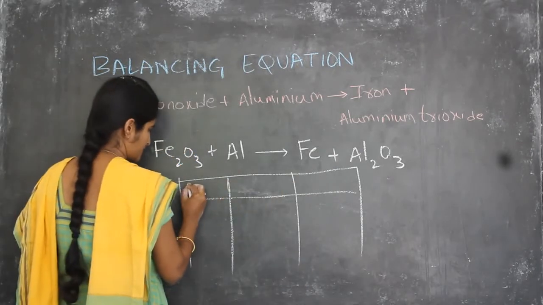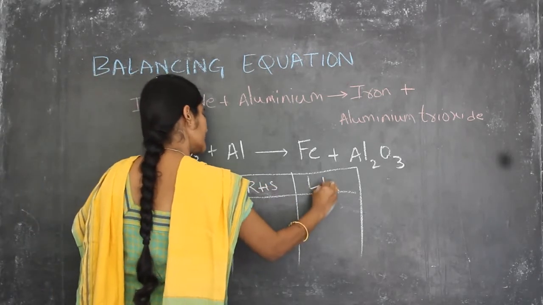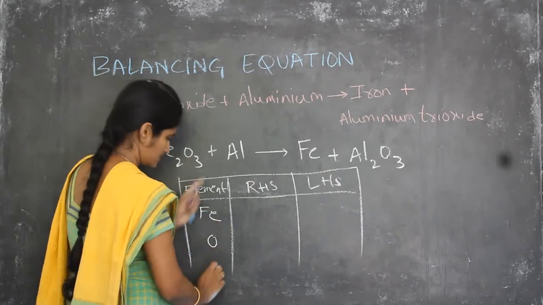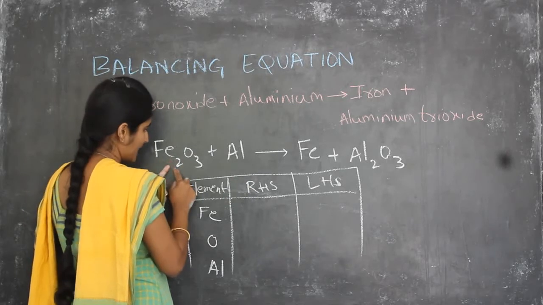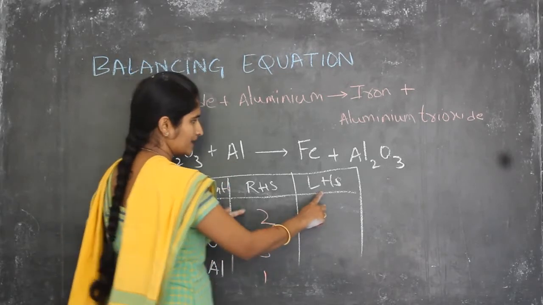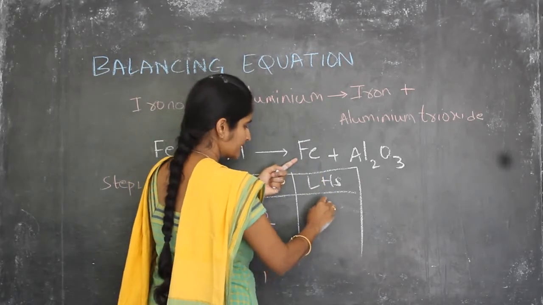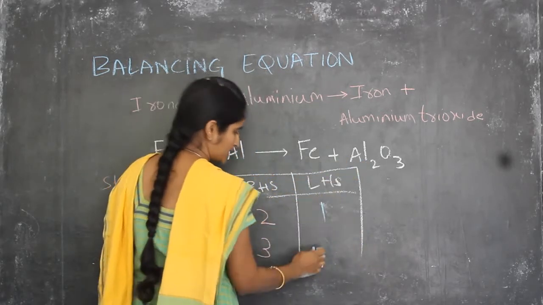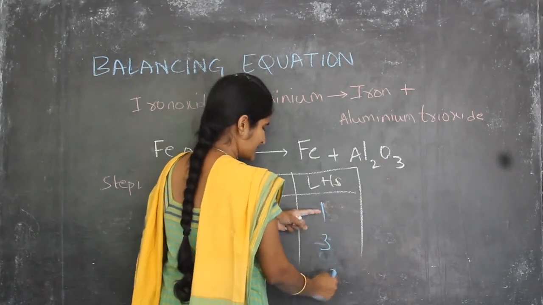We have already studied this in the last example. Here, element, here it is RHS and here it is LHS. Now what are the elements present? Fe, oxygen, aluminium. Now the RHS side. On the RHS side, how many iron Fe atoms are there? 2. Oxygen atoms are 3 and aluminium is 1. On the LHS side, iron is 1, aluminium is 2, and oxygen is 3.